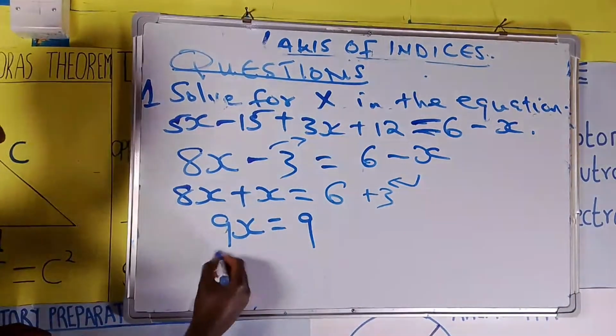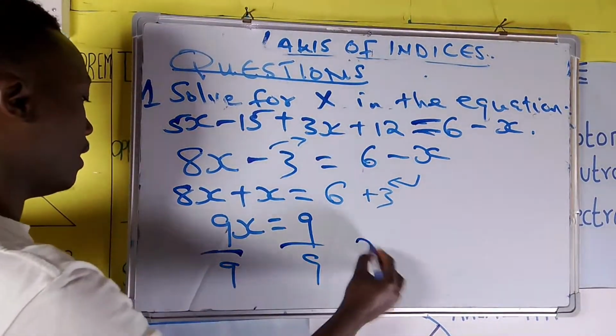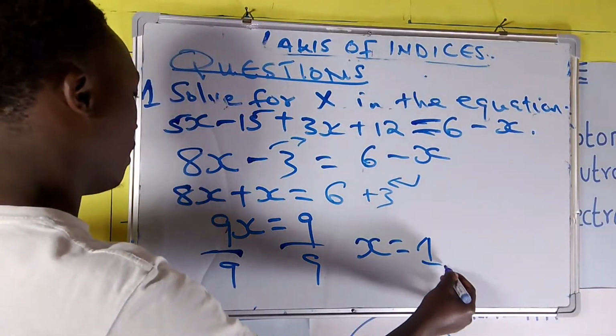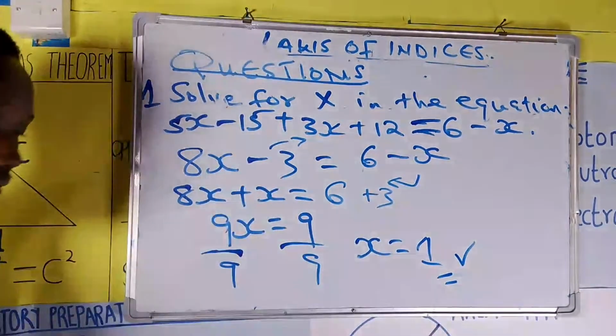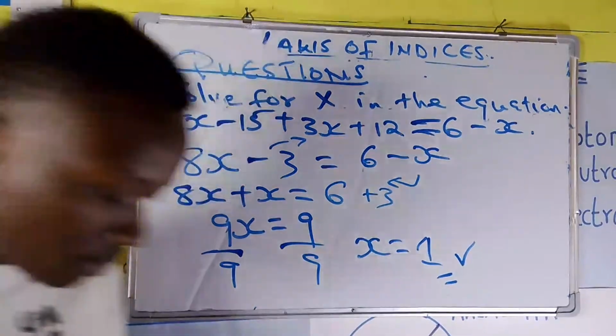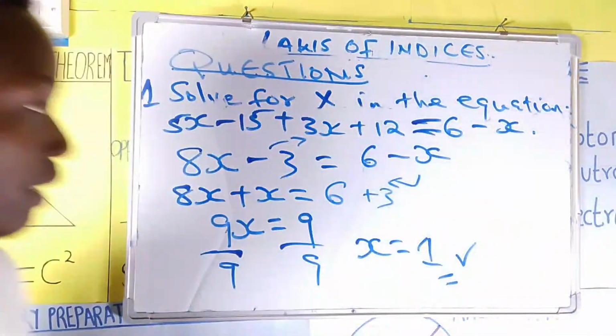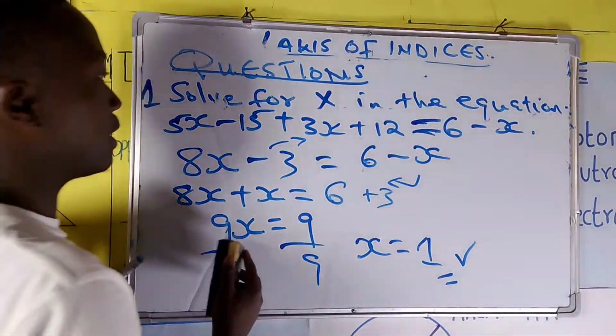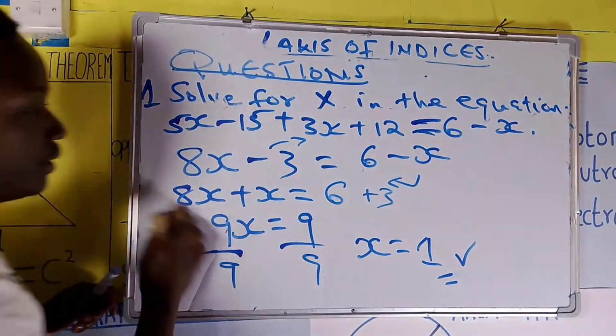So we will divide both sides by 9 and we'll end up getting our x as 1. So let me respond to that, Catherine, so that you can understand. I hope you are done.